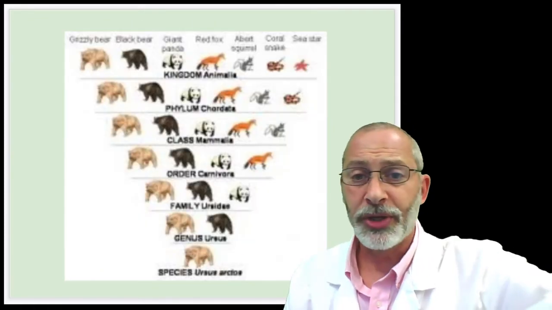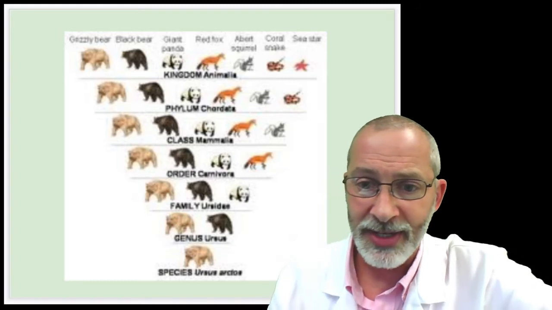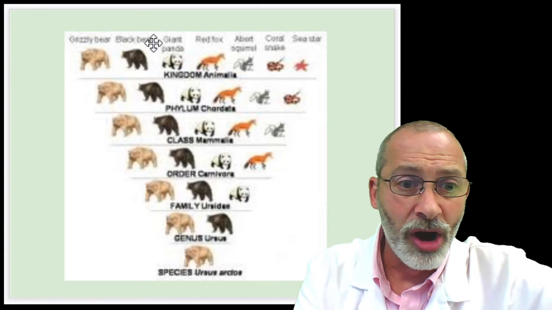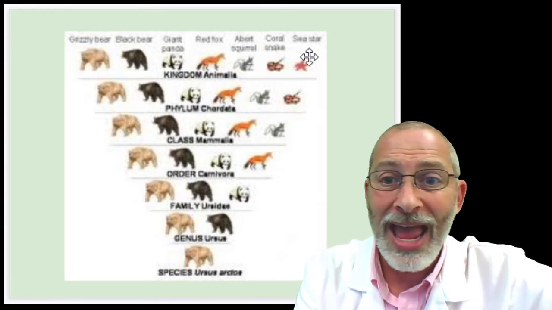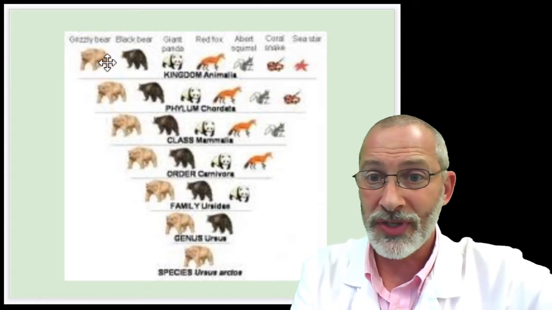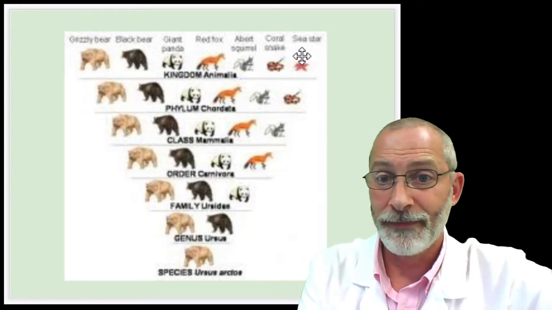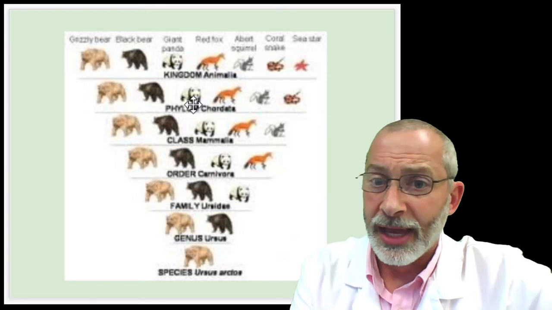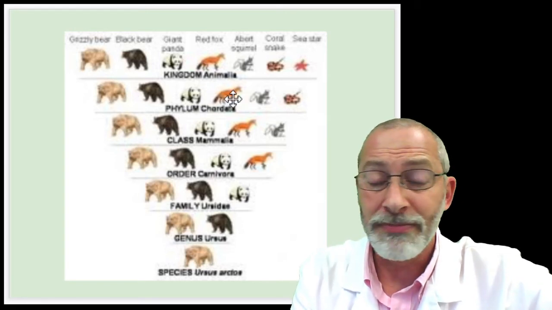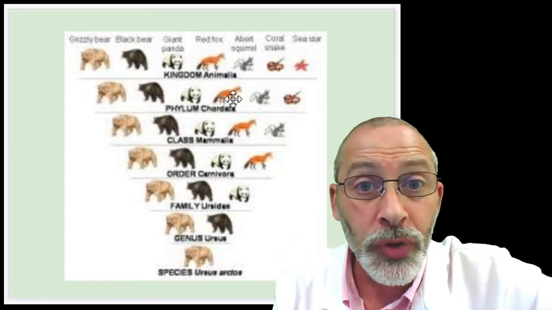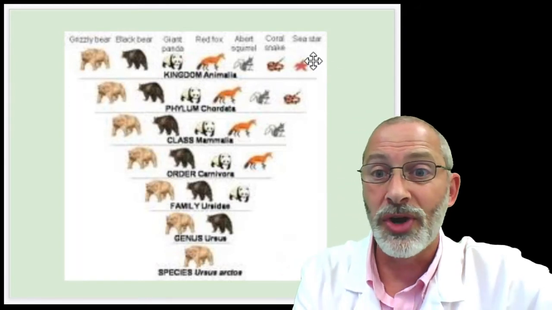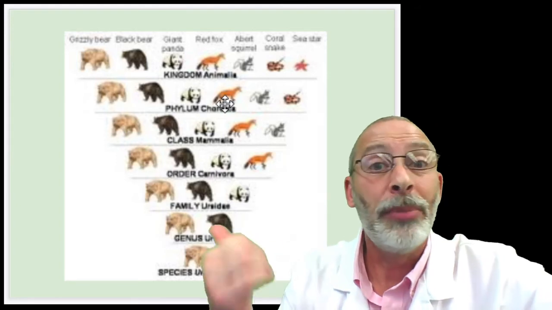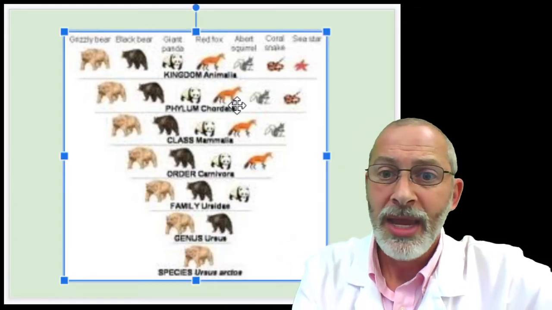Here's a pictorial representation of the taxonomic classification system. You can see here that there are a lot of different animals that exist, from grizzly bears to sea stars. But once you start getting into the phylum, like phylum Chordata is made up of only animals that have a backbone. Well, sea stars don't have a backbone, so they don't belong in phylum Chordata. They belong in a different phylum.